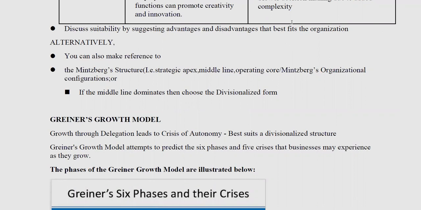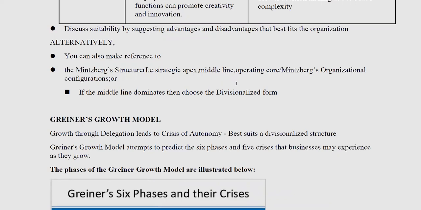And alternatively, if you can't use this, then you can make reference to the Mintzberg structure. That's the strategic apex, middle line, operating core, Mintzberg organizational stereotypes, the configurations, how it is configured. So the simple structure, the machine bureaucracy, the divisionalized form, the adhocracy, and the missionary organization. So remember them and know the dominant component. That's what they want to see in the exam.